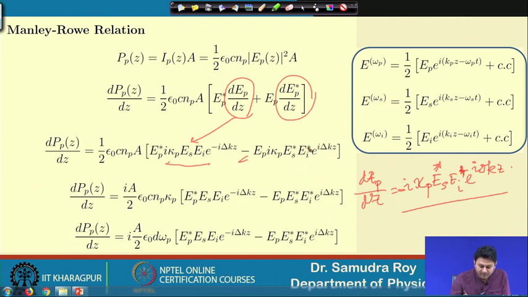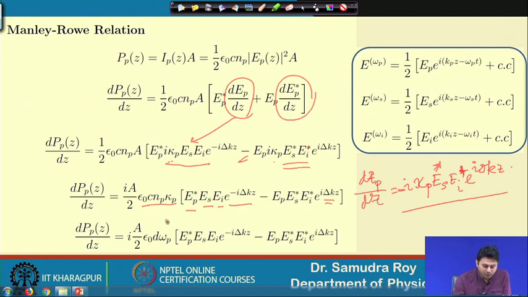In both the cases there was no star. So, it will be E s star E i star. This is right. Now, we will take kappa p common, then i a by 2 epsilon 0 c n p kappa p, and inside this bracket we have E p star E s E i multiplied by e to the power of minus i delta k z, and E p E s star E i star e to the power i delta k z.